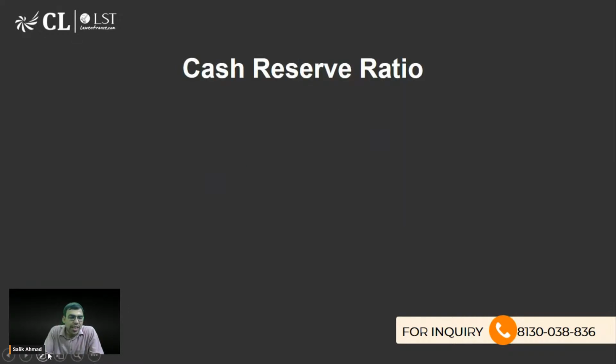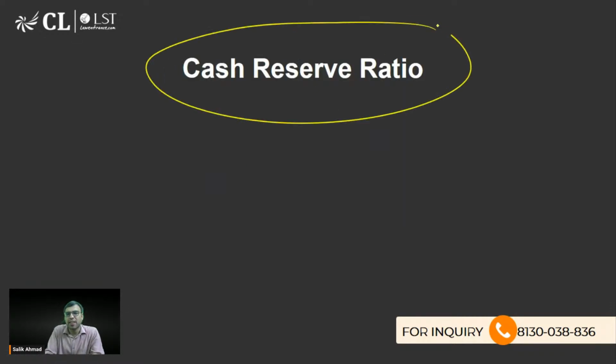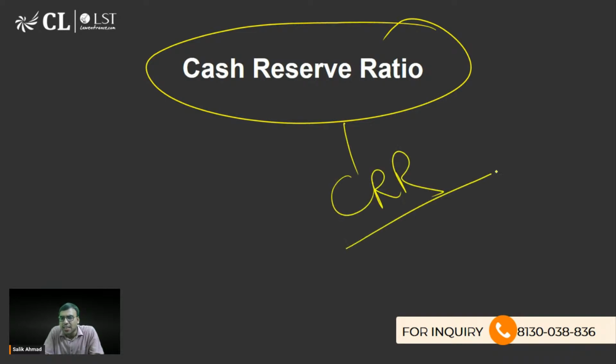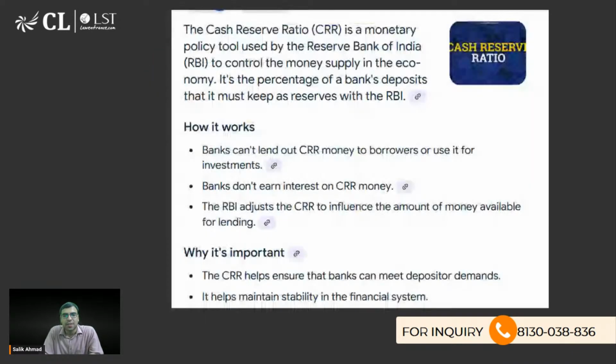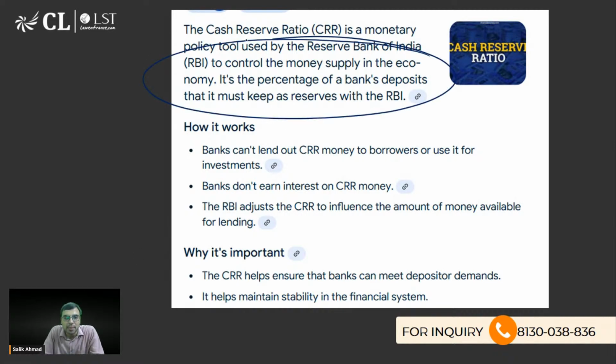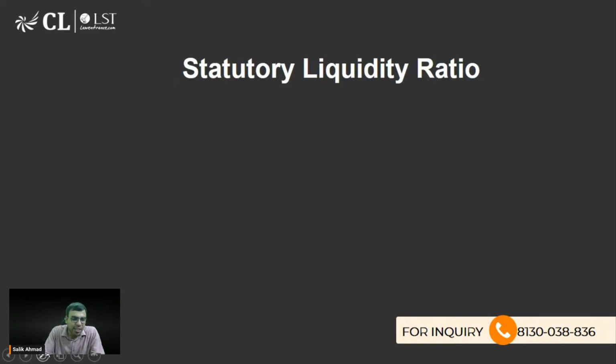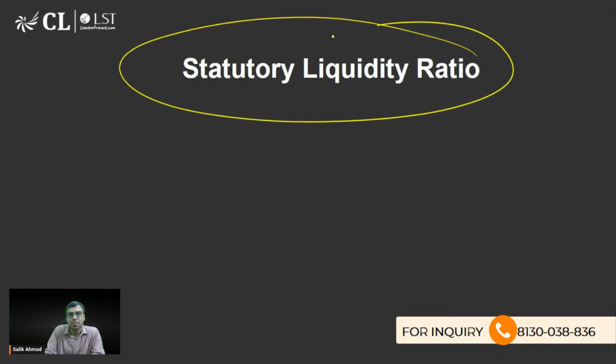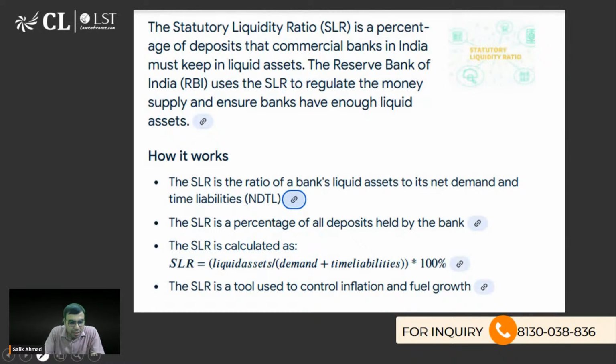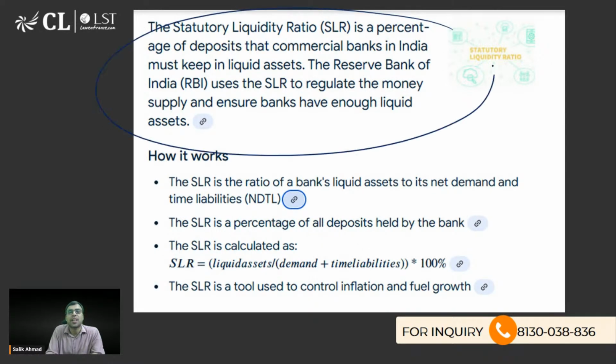ठीक है. Now the next, एक जगह एग्जाम में आया था, मैं PYQ देख रहा था कि CRR का फुल फॉर्म क्या होता है, Cash Reserve Ratio. It is actually a tool used by the RBI to control money supply in the economy. It is the percentage of bank deposits that must be kept as a reserve. Then there is the statutory liquidity ratio, which means the percentage of deposits that commercial banks in India must keep in liquid assets. RBI uses this to ensure that banks have enough liquidity.